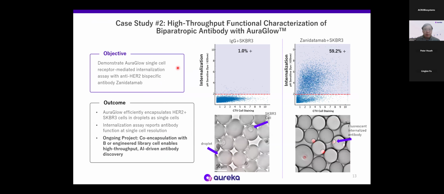For case study two, we are demonstrating that we are able to see the anti-HER2 bispecific antibody zanidatamab, which is already in the clinic, showing very strong binding affinity and also internalization inside of our Aureka system. As you can see here, these are the quantitative data based on the intensity of this internalization, and this is the actual droplet. So we are able to see that the antibody is not only internalized, but we also see a very strong response as well.